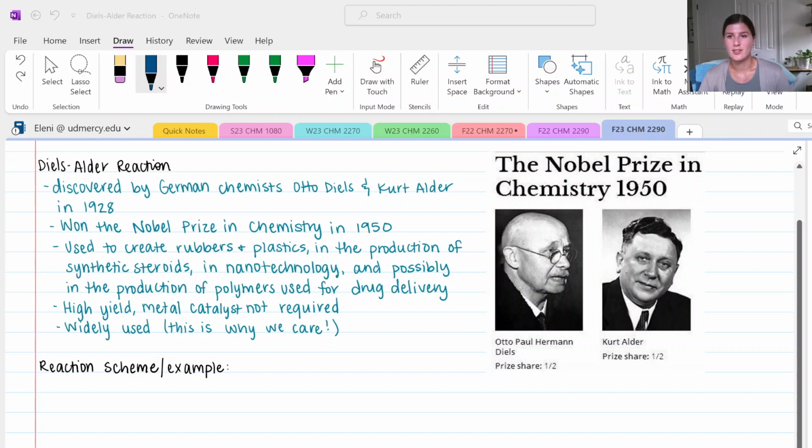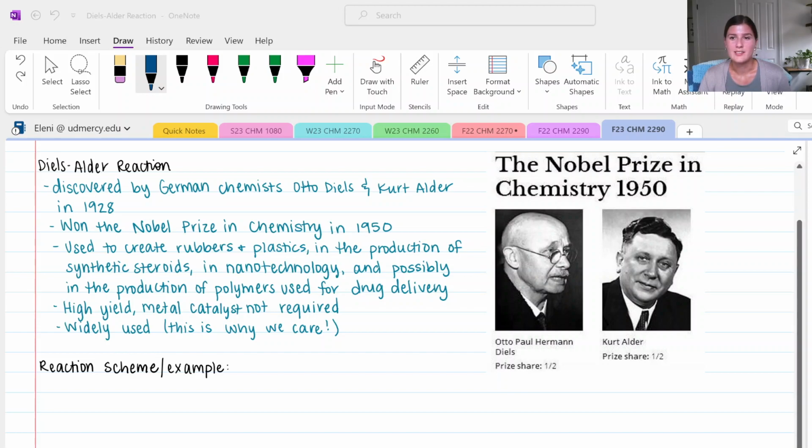I don't necessarily expect you all to have this recorded in your notes as far as the history of the reaction and why this is important, so you can kind of sit back and listen for a minute or two. This reaction was discovered by German chemists Otto Diels and Kurt Alder in 1928, and it won the Nobel Prize in 1950. You see the picture here of those two chemists. Kurt Alder was actually a student of Otto Diels at one time.